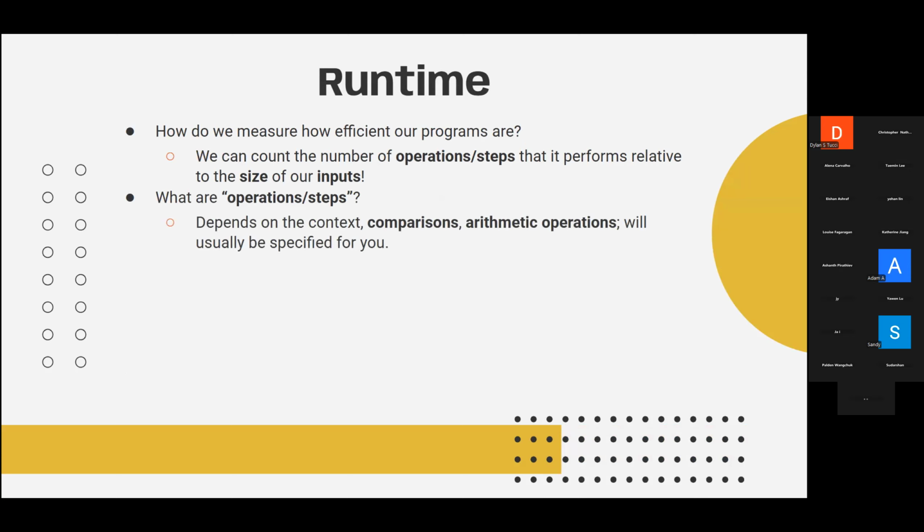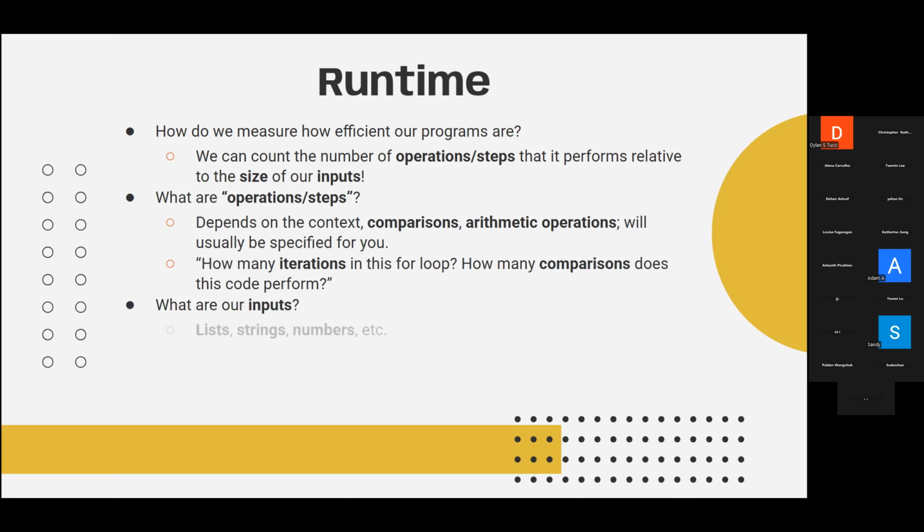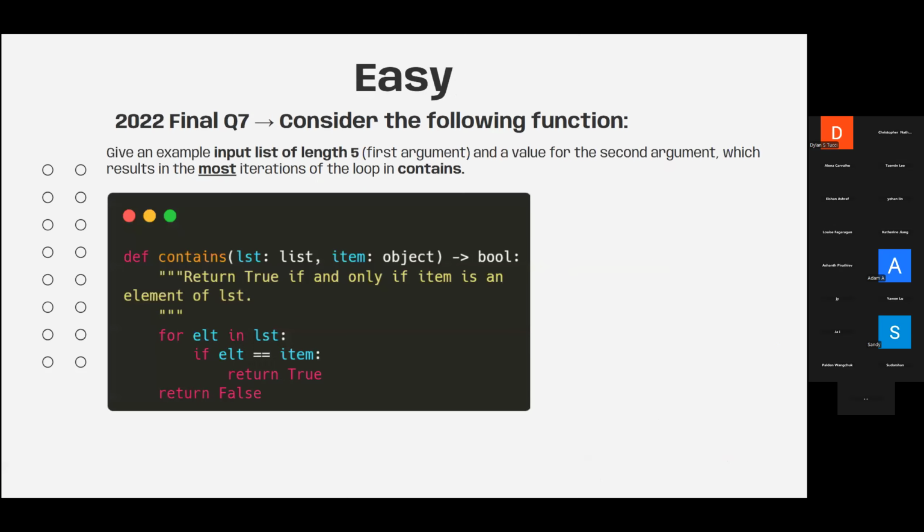It really depends on the context. It could be the number of comparisons or the arithmetic operations. And don't worry, it'll always be specified for you. For example, you may have to take into consideration the number of iterations for the loop, or how many comparisons this code performs. The inputs could be lists, strings, etc. The size could be the length of a string, list, etc.